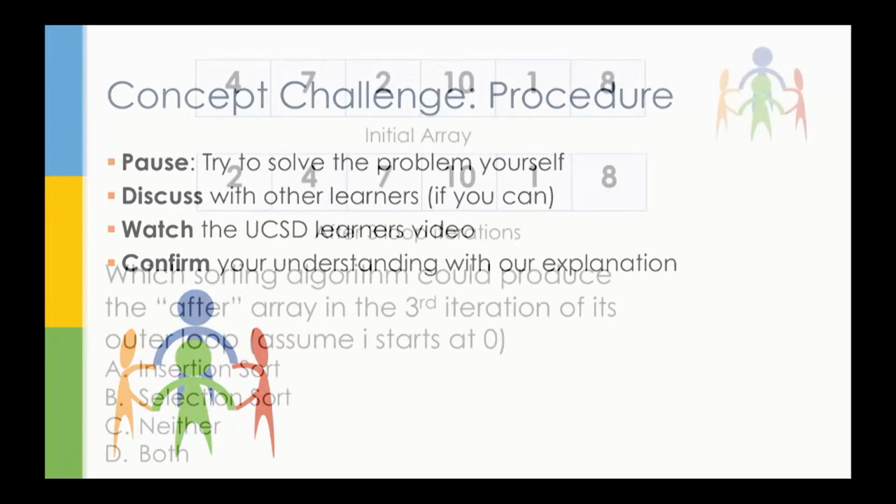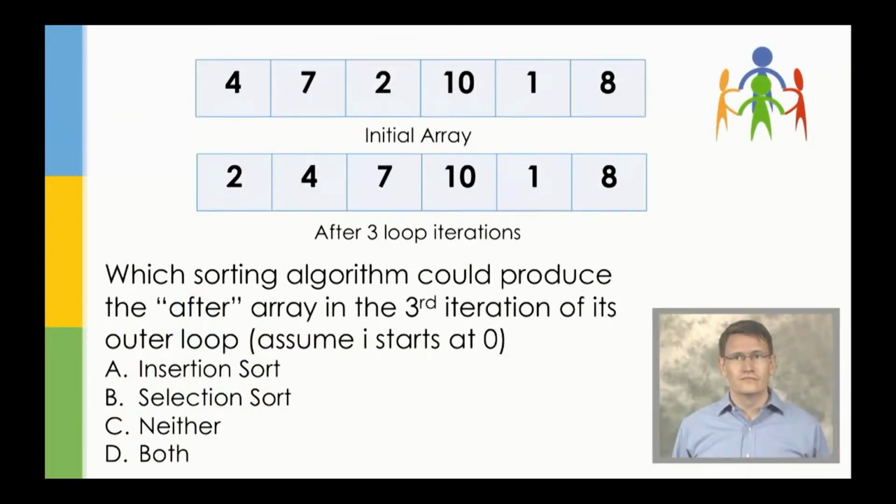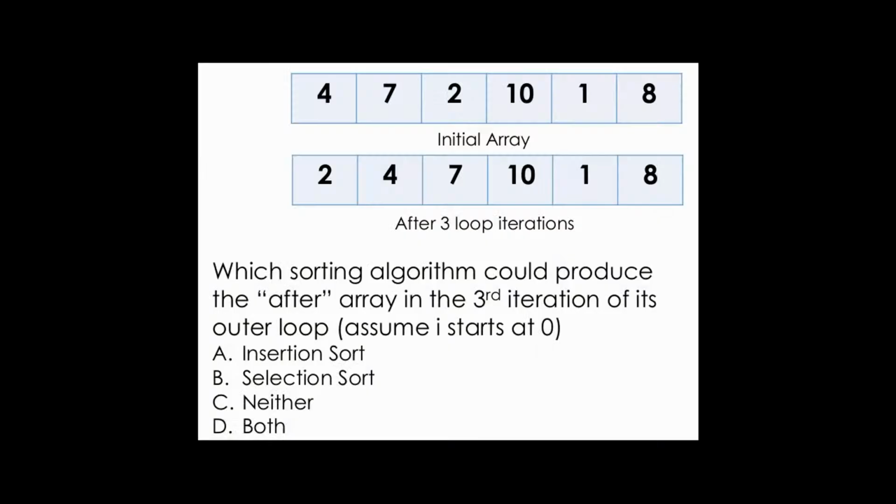So without further ado, if you look at these two arrays, in the top array we have the initial setup, and the array below that we've got the state of the array after 3 loop iterations. Which sorting algorithm could have been applied to reach this state?